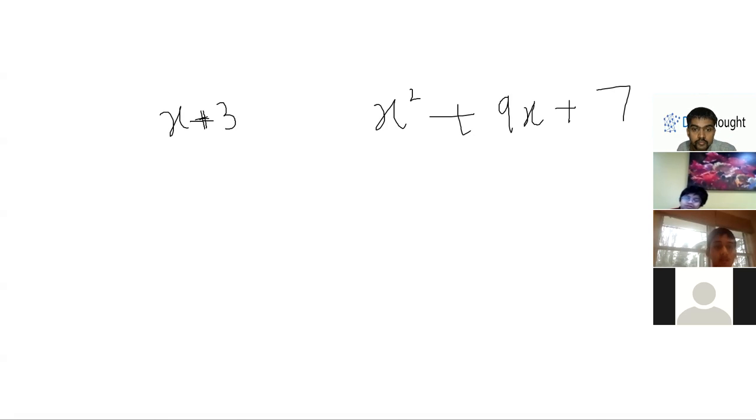Wait, so x plus 3 is like the dividend, and then x squared plus 9x blah blah blah is the divisor. Oh. Bit harder than the other one.